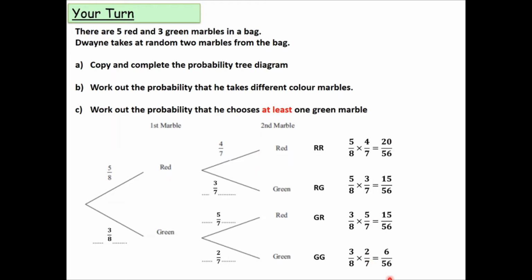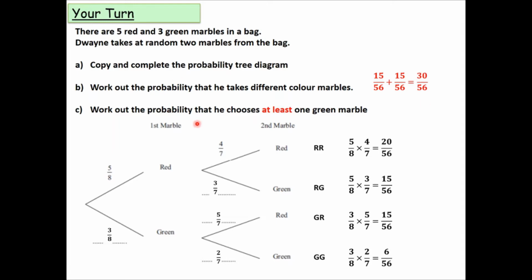So I worked out all the 4 probabilities. Work out the probability that he takes out different colored marbles. So different colored marbles will be the red and green, or green and red. So just these 2 probabilities. So add them together, and you get 30 over 56.